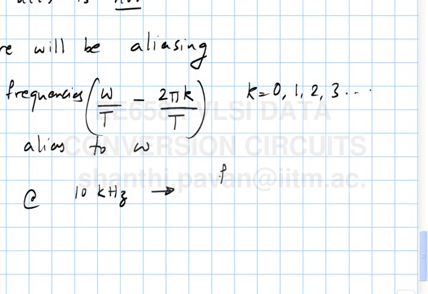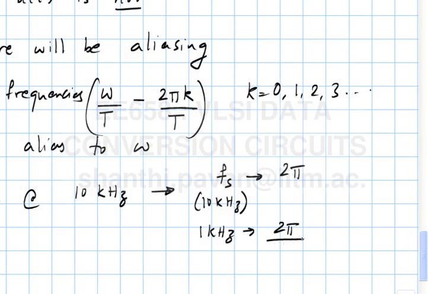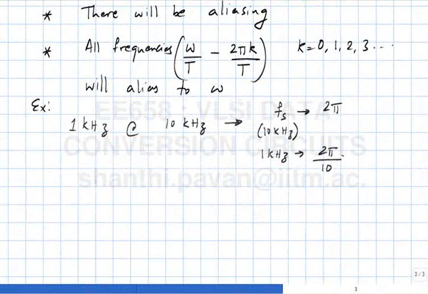The sampling rate fs corresponds to 2 pi. So that basically means 10 kilohertz corresponds to 2 pi, which means 1 kilohertz will correspond to 2 pi by 10. Alright. Now, what do you think 11 kilohertz will correspond to? You have an 11 kilohertz sine wave sampled at 10 kilohertz.